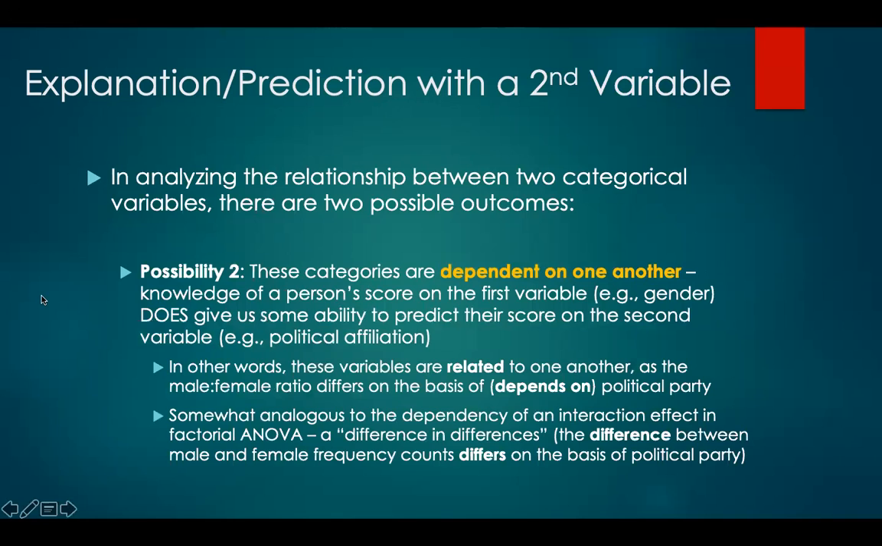Now, possibility two is that these categories are dependent on one another. So knowledge of a person's score on the first variable, for example, gender, does give us some ability to predict their score on the second variable, or political affiliation. In other words, these variables are related to one another, as the male-female ratio differs on a basis of political party. Somewhat analogous to the dependency of an interaction effect in factorial ANOVA, a difference in differences. The difference between male and female frequency counts differs on the basis of political party.